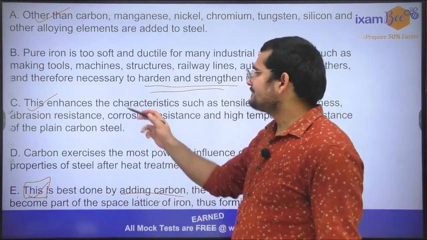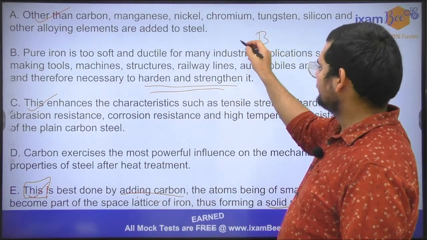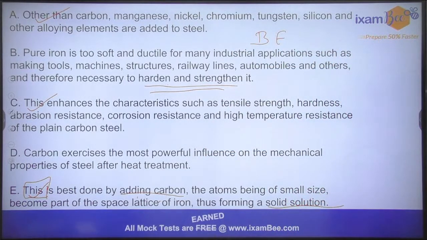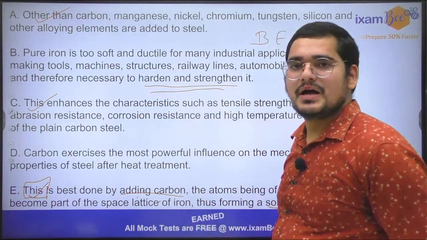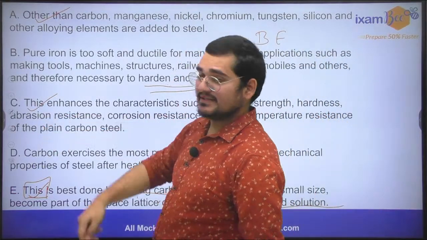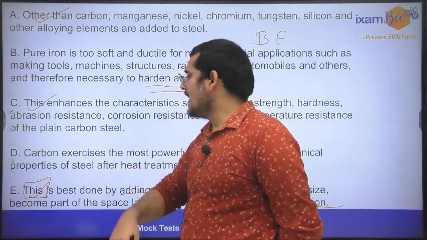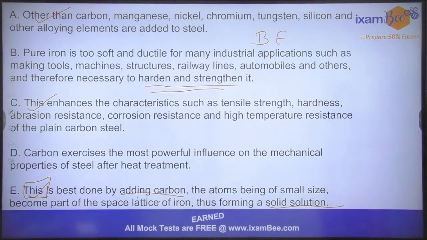Now what have we found out so far for the correct form? We have the first is B, then we saw E, right? Now we see the next. What can be a third? Can it be "other than carbon"? No, because we haven't talked till now about carbon. Then can it be "this enhances"? No, because we already know that one sentence has finished, so this is talking about another process. So we will see D. Carbon exercises the most powerful influence on the mechanical properties of steel after heat treatment.